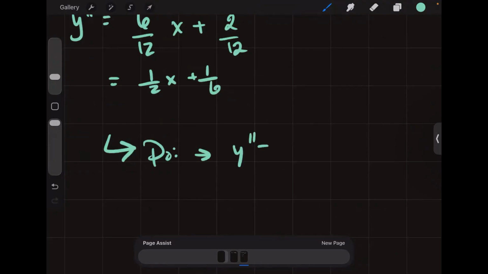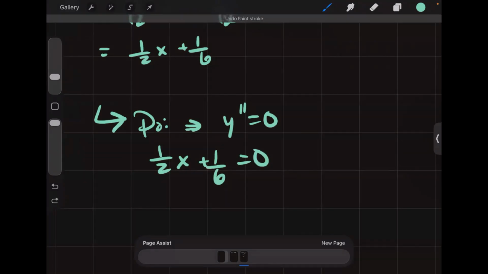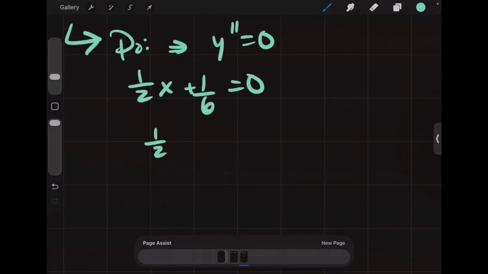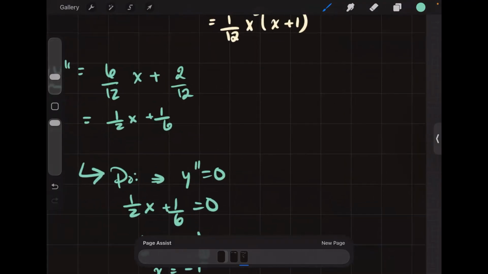y double prime equals 0. So then we'll have 1/2 x plus 1/6 equals 0, because that's y double prime, and it's going to be 1/2 x is equal to negative 1/6. I'm going to multiply both sides by 2. x is equal to negative 1/3. Okay. We're going to put that guy into a little sign chart.